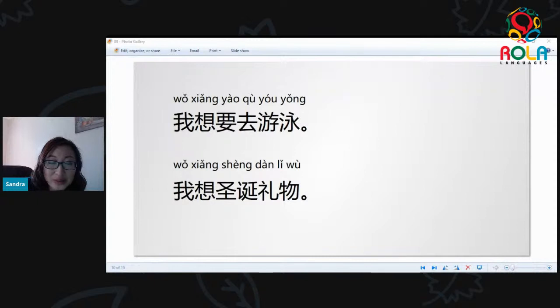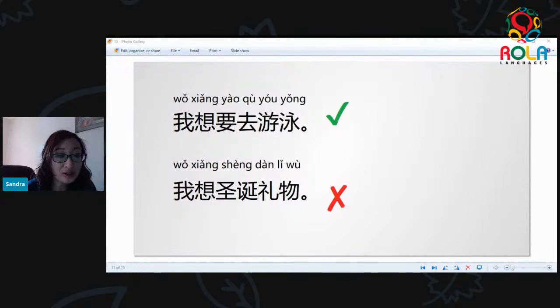And let's look at this one. 我想要去游泳. 我想圣诞礼物. I'm going to tell you, one of the sentences is grammatically correct. The other one is not. So let's guess which one is which. Okay, 我想要去游泳. It's actually grammatically correct. Because 想要, while mostly it would be used like I want something, we can regard the part 去游泳, go swimming, as something you want.